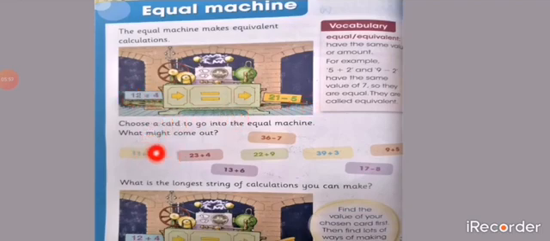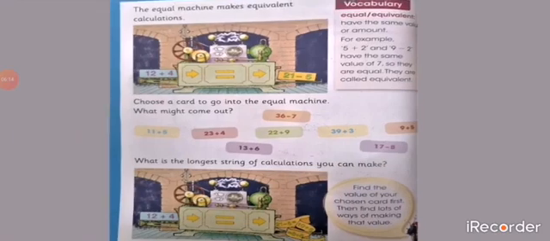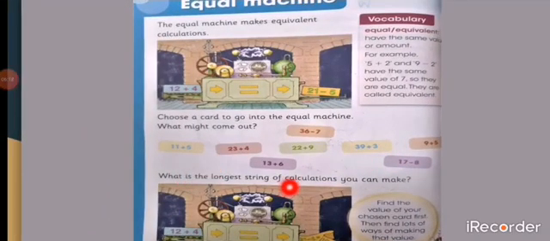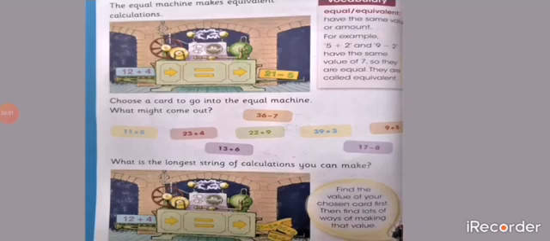So you will do this activity with me. Choose a card to go into the equal machine. What might come out? So we have to find out what might come out. And in the end, what is the largest string of calculations you can make? After finding the calculations, we will write the longest string of calculations you can make at the end.